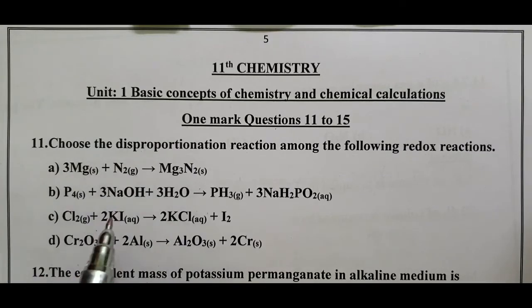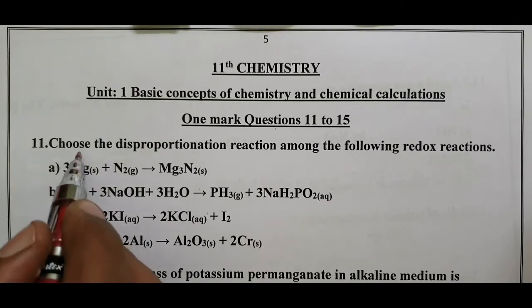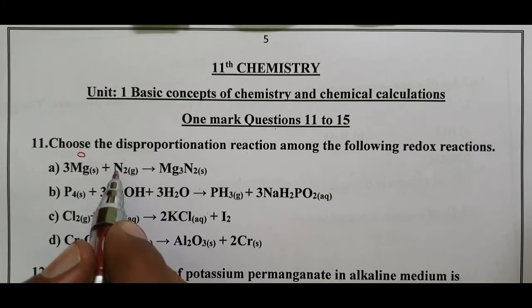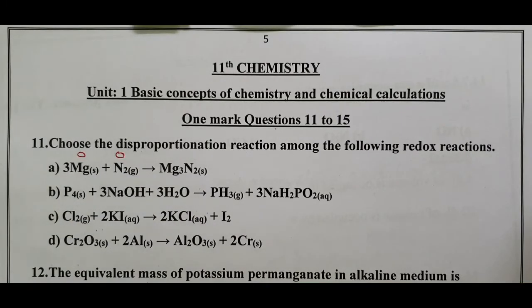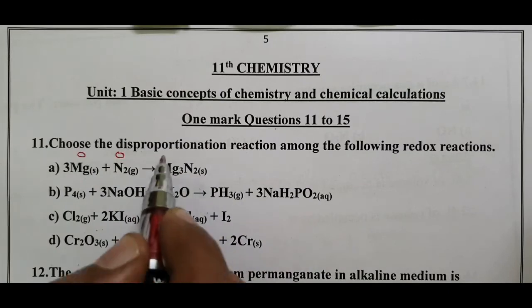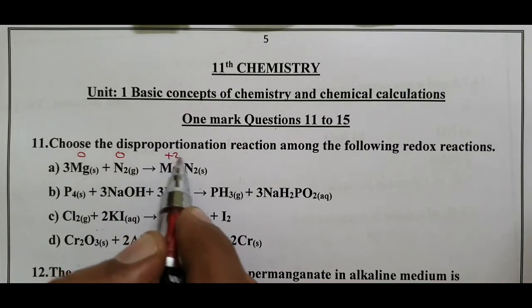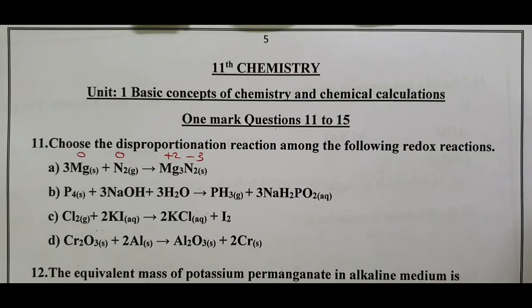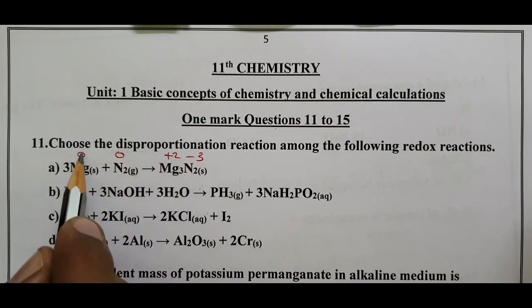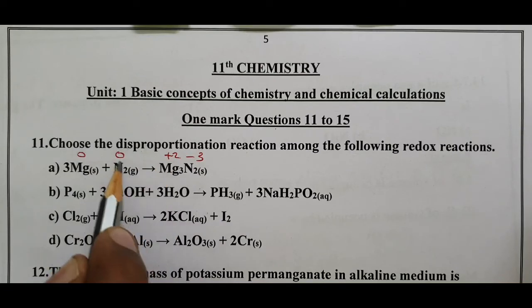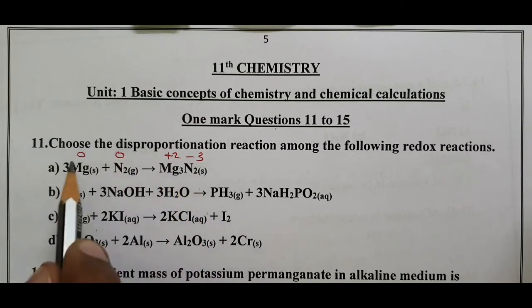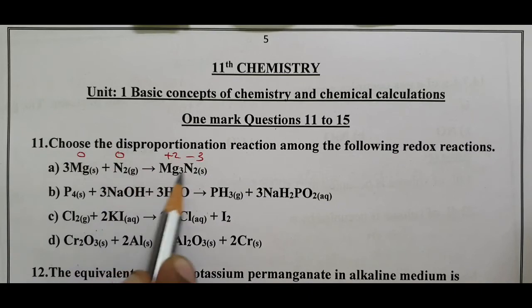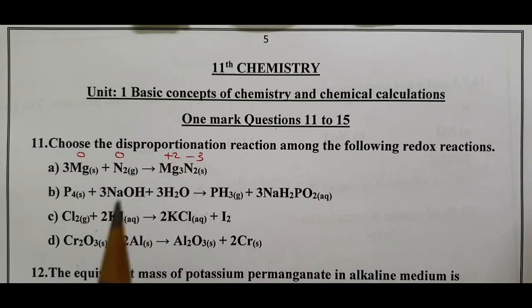In the first reaction, the element in the free state has oxidation state 0, a homogeneous diatomic molecule, oxidation state 0. In magnesium nitride, magnesium is in the +2 oxidation state, nitrogen is in the -3 oxidation state. When you move from left to right, magnesium's oxidation state increases and nitrogen's oxidation state decreases. Magnesium undergoes oxidation, nitrogen undergoes reduction. This is not a disproportionation reaction, since one element must undergo both oxidation and reduction.